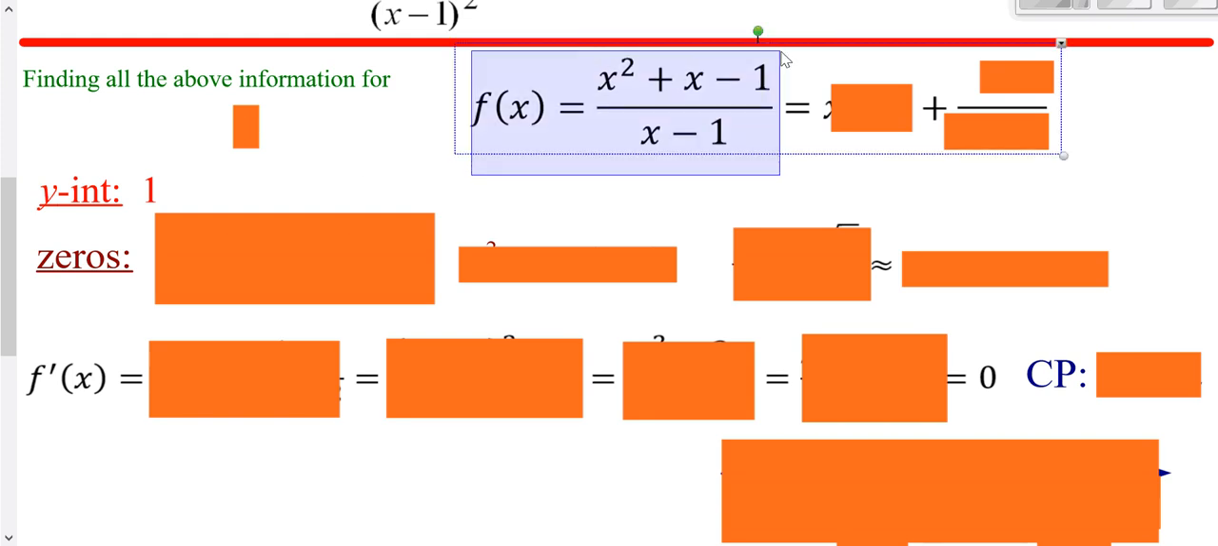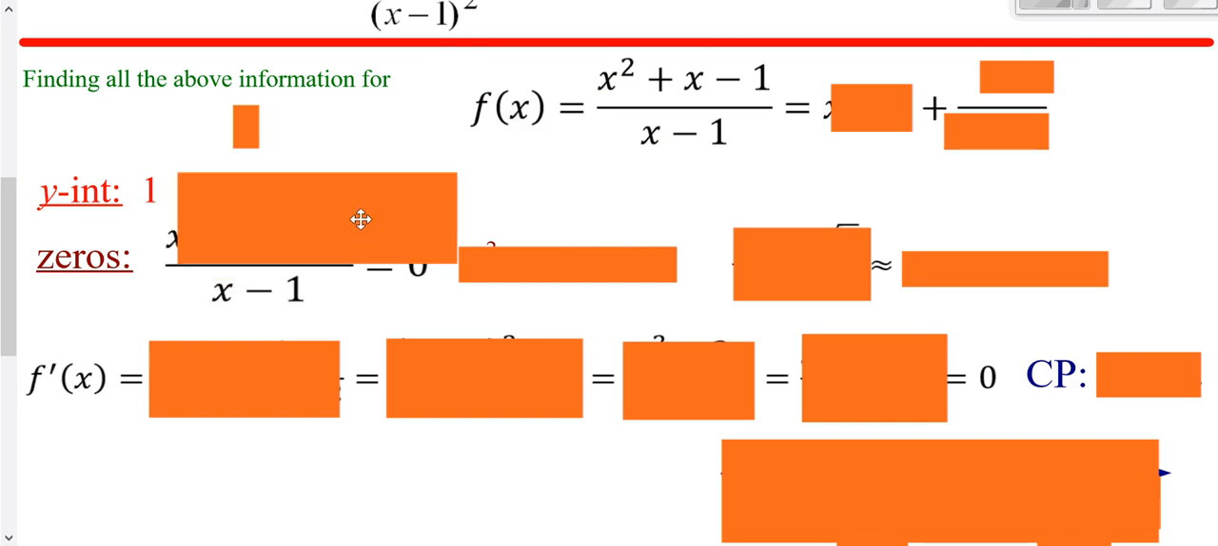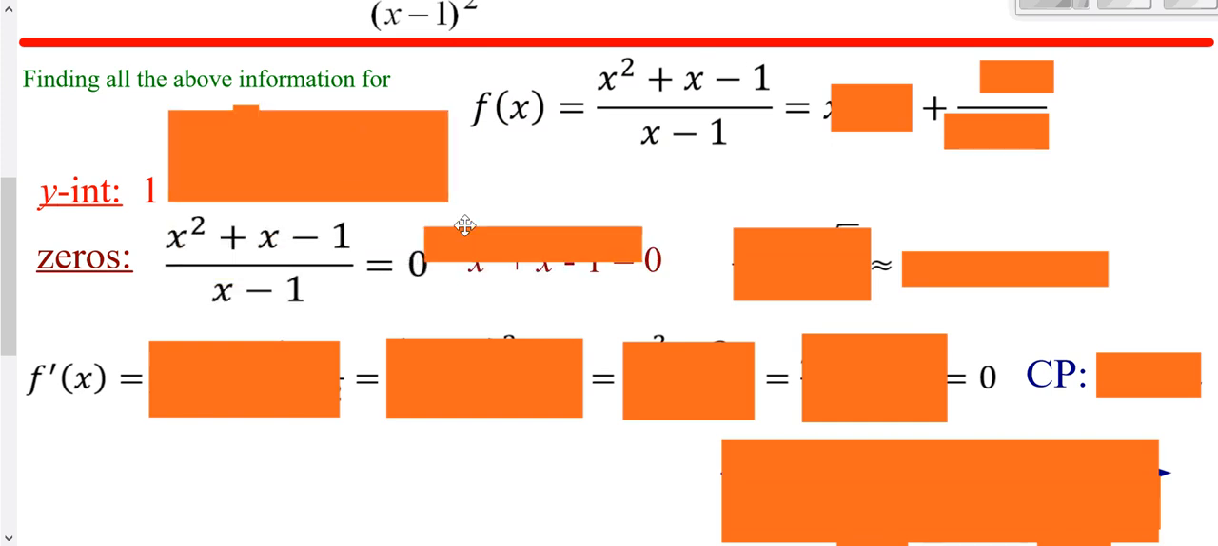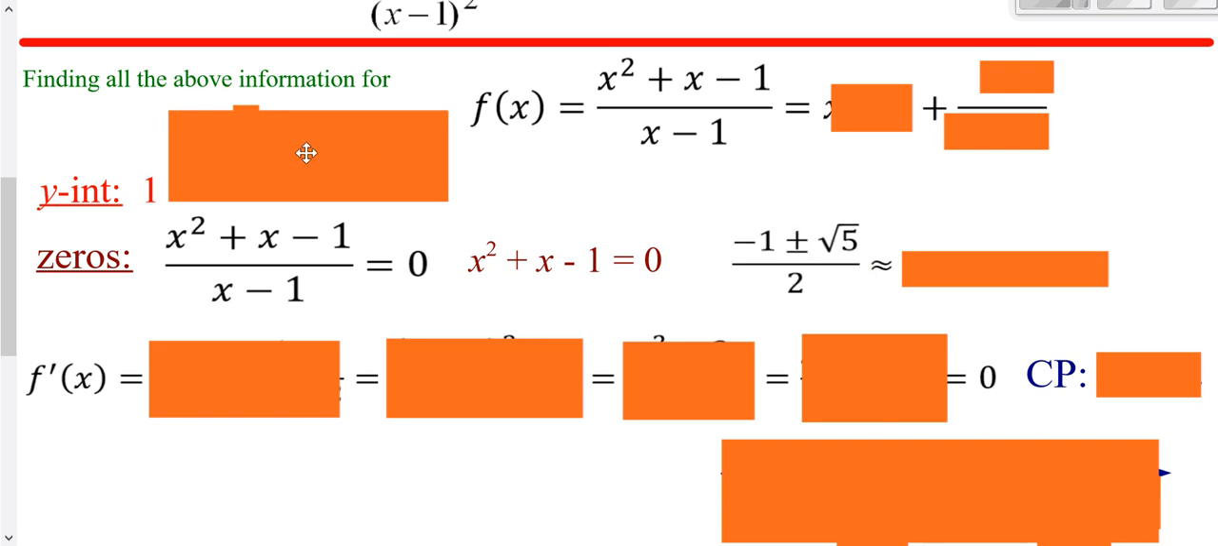And the only way a fraction is equal to 0 is when the top is equal to 0. So if you set the top equal to 0, it's a nice normal quadratic. It doesn't factor. You use your quadratic formula. You get these to be zeros. However, for the sake of graphing, it's going to be a lot easier to have decimal approximations.